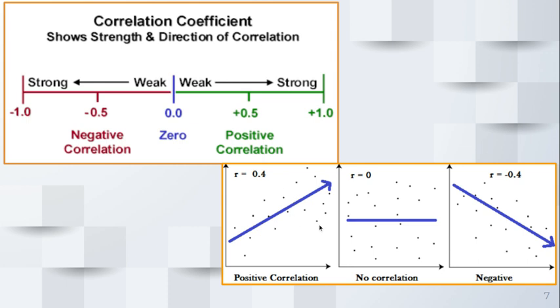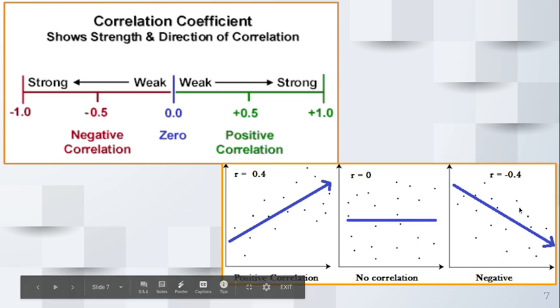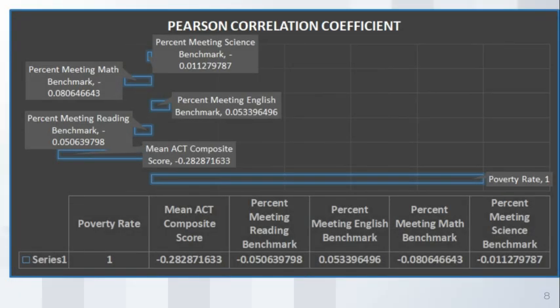And then here you can see they give a 0.4, a 0, and a negative 0.4. So that's kind of maybe that spot where maybe the midpoint.